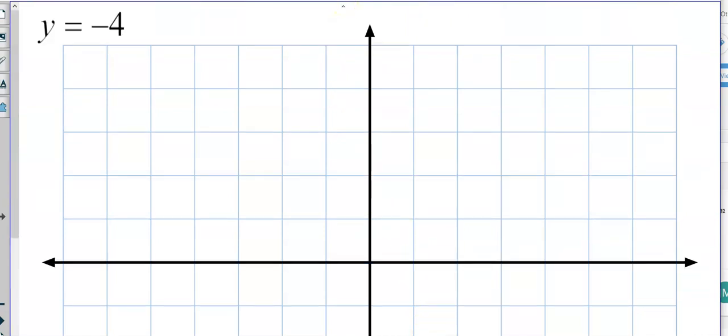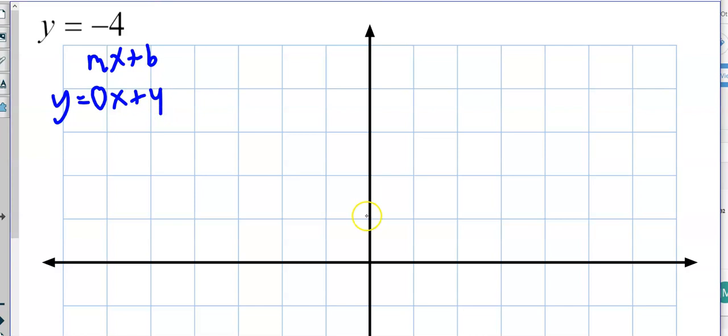Y equals -4. This is kind of weird because it doesn't seem to have a slope. If you think about mx plus b, there's not an x value there, right? So what would m have to be if x just disappeared? It seems like this is the equation, right? Y equals 0x plus -4.